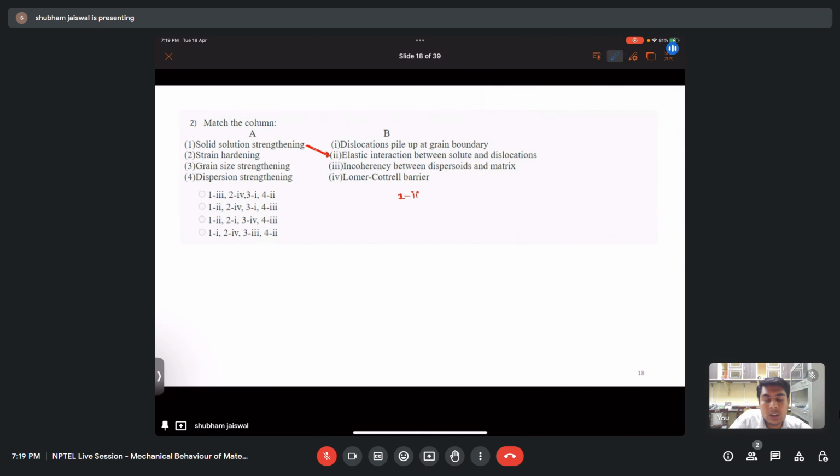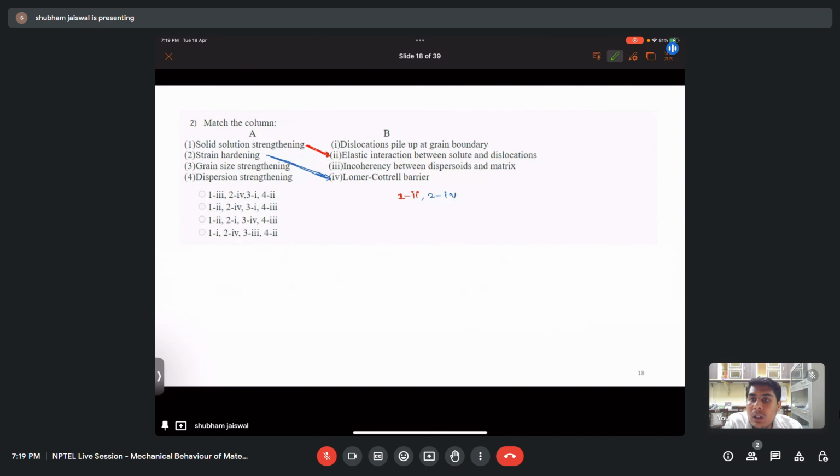Now in strain hardening, we know the dislocations will interact with each other, and will create a Lomer Cottrell barrier, and this is how we get the strengthening effect. So for strain hardening, we have the option of dislocation pile up at grain boundary in coercion between matrix and Lomer Cottrell. So here, this is the second option. That means for second we have fourth.